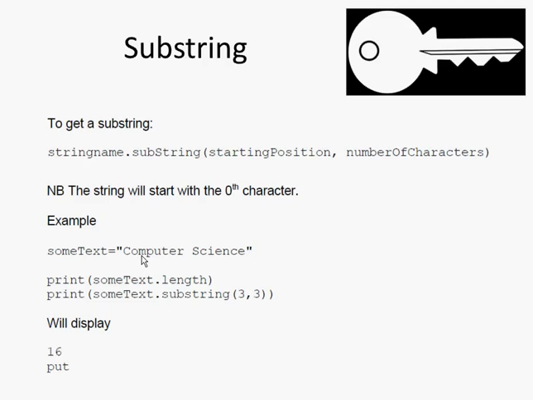Now position 3 looks like the M, but if we take heed of this note that the string will start with the 0 character, the 0 character is actually the C, meaning the first character is 1, the second character is 2, the third character is P, and it goes on for 3 letters, so we're going to include P, U and T, hence the output of put.